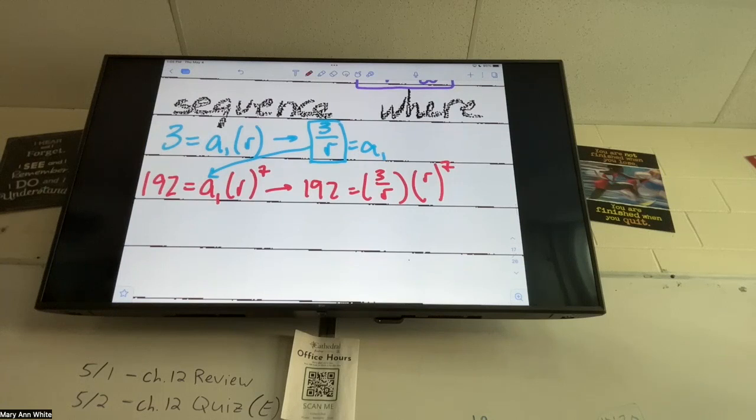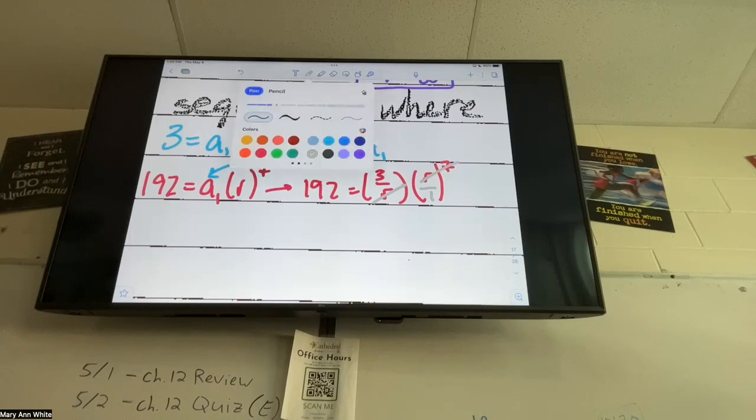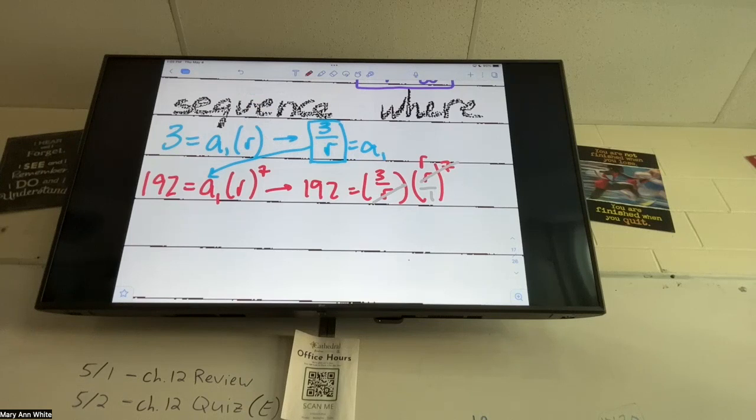Now, I wrote my r kind of big and kind of high. Remember that that's the same thing as r over 1. So when there's no denominator there, give it a denominator. That kind of helps keep things in order. Because now I have an r to the 7th on top and an r to the 1st on bottom. I can cancel that r on the bottom and what's left on top? r to the, if I had 7 and then I take away 1, I'm down to 6. So now I've got 192 equals 3 times r to the 6th.